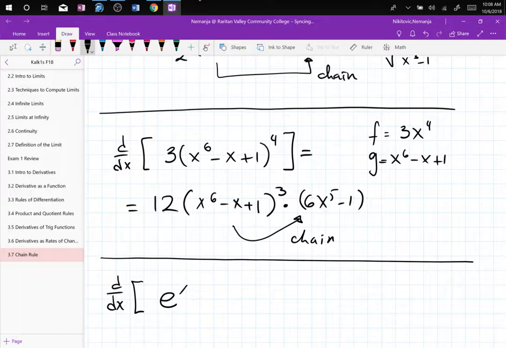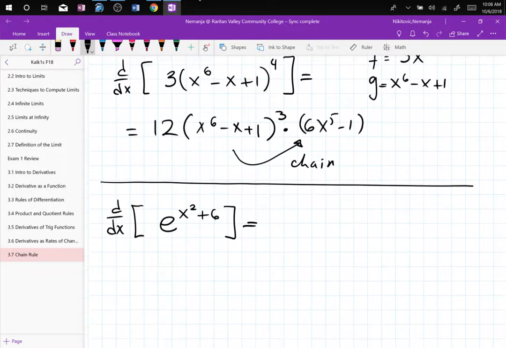e to the x squared plus 6. Let's see what you come up with this one.